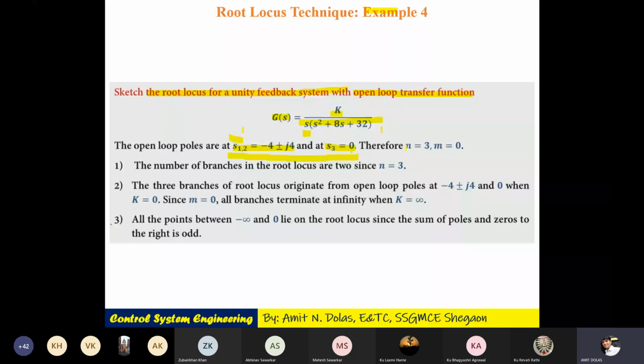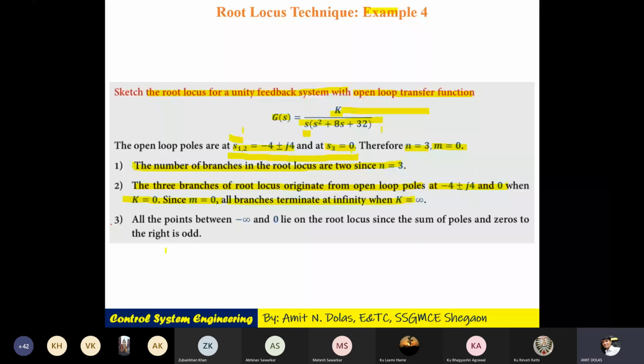So the number of total branches is equal to the number of poles, those are 3. One will initiate at s equal to 0, one will initiate at -4 minus j4, and one will initiate at -4 plus j4, all at k value equal to 0. How many branches will terminate at infinity? 3 branches will originate from the poles and will terminate at infinity. Why? Because the number of zeros is 0. Therefore, the number of branches terminating at infinity is n minus m, that is, number of poles minus number of zeros. All the 3 branches will terminate towards infinity.